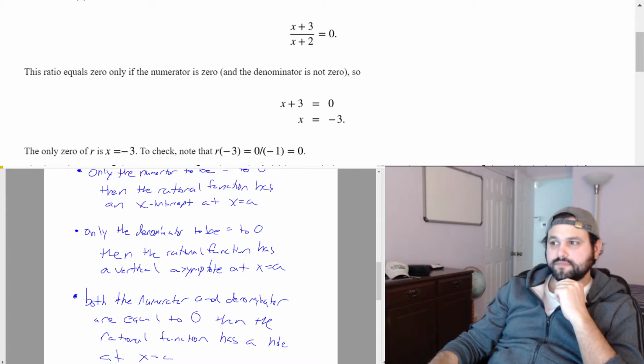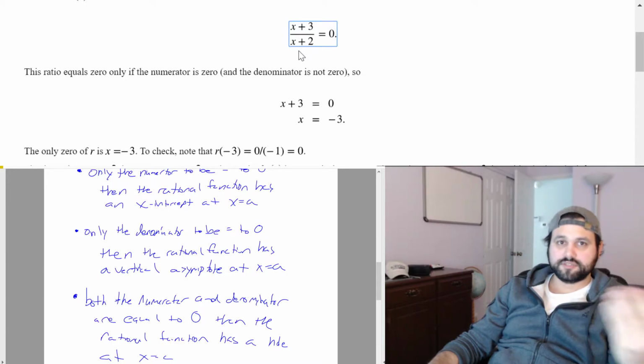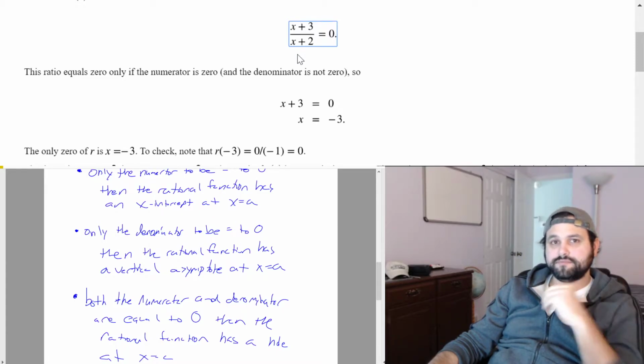That's an x-intercept. Okay? To find the vertical asymptote, we would take this x plus 2. We would take the denominator, set it equal to 0. We'd solve that. Obviously, that's x equals negative 2. And so we know there is a vertical asymptote at negative 2. Okay?